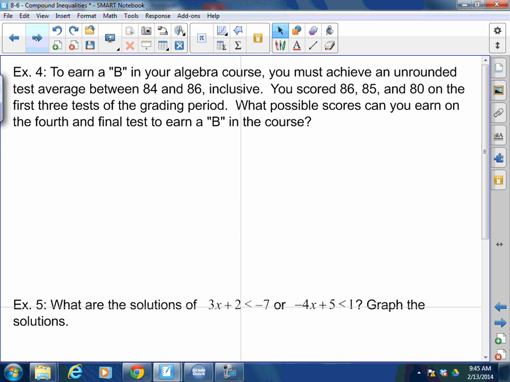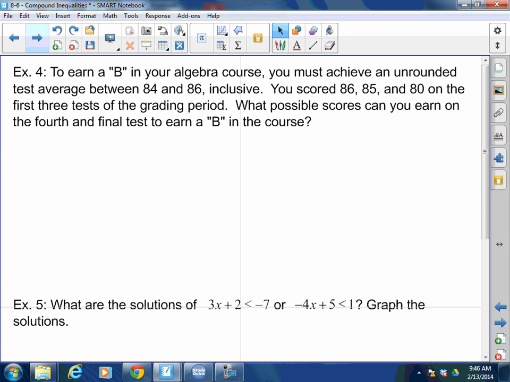Okay. I know your favorite. Word problems. I know you're excited. To earn a B in your algebra course, you must achieve an unrounded test average between 84 and 86 inclusive. Inclusive means in between. So for you to get a B, you have to have between an 84 and an 86, unrounded. So you can't have an 83.9, and it can't be an 86.1. It has to be between 84 and 86.